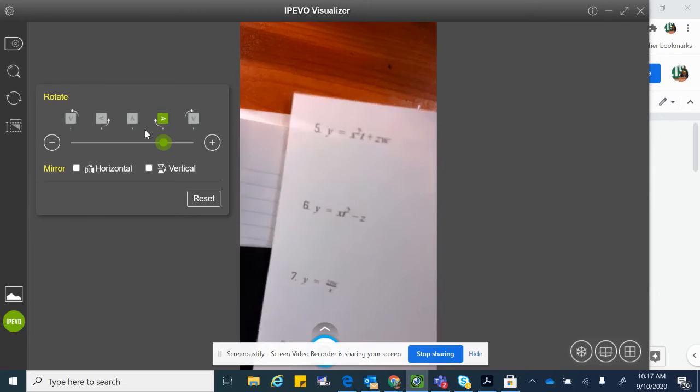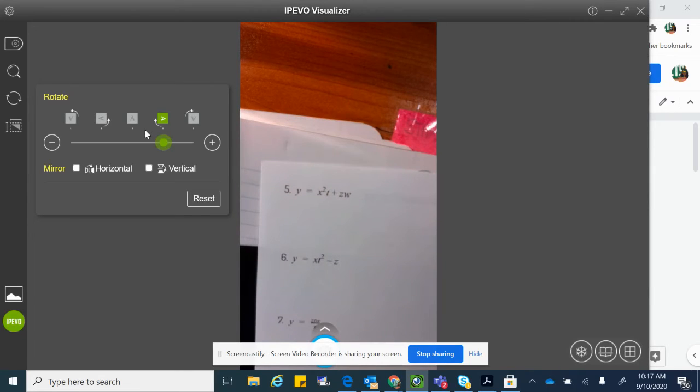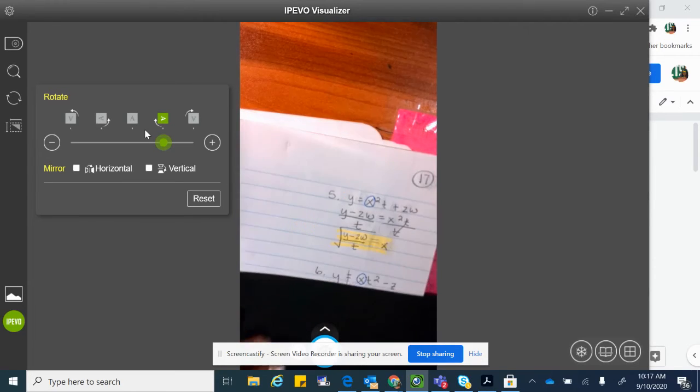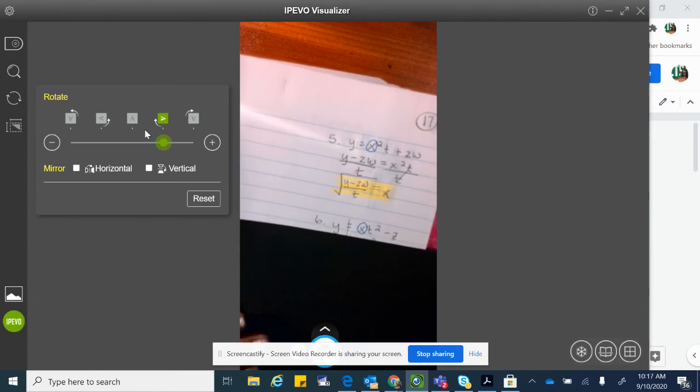Let's look at problem 6. Problem 6, y equals x t squared minus z. Let's move on down. Problem 6. Again, you see that I circled my x to remind me that that's the variable that I'm solving for. Okay?